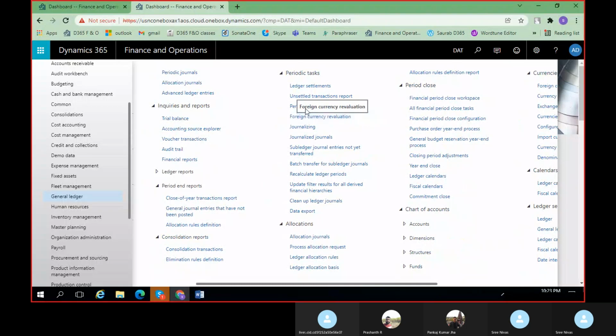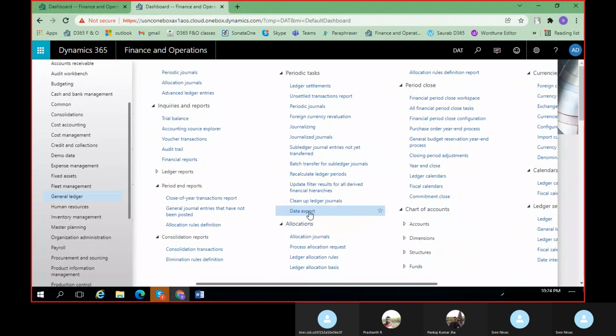So immediately you should be ready to navigate through general ledger under periodic tasks. That's the reason you have to remember which topics come under which main head of the periodic tasks. Then there are the data export and recalculate topics, which are related to projects. So I'll try to explain. The data export is related to data migration.